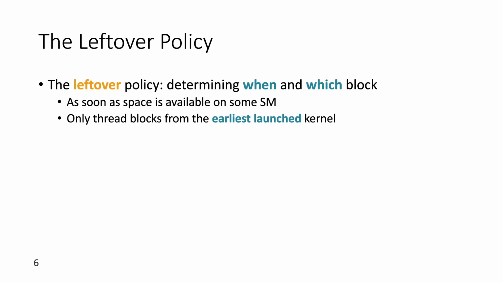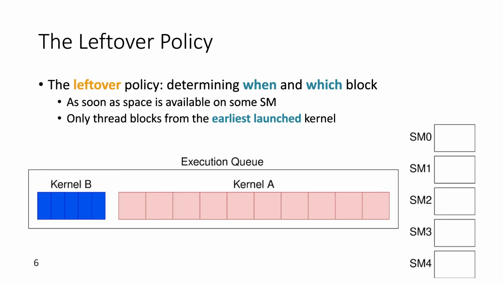The answers to the first 2 questions are explained by a widely observed scheduling policy called the leftover policy. Blocks are always scheduled to an SM as soon as there is enough space, meaning that there are enough of all the resources needed by the block available on that SM. The key aspect of the leftover policy for concurrent workloads is that all of the blocks of the earliest launched kernel have to be scheduled to an SM before any of the blocks of the other kernels can be scheduled.